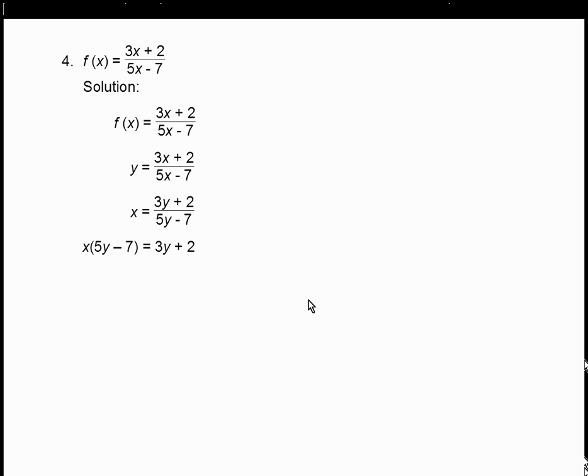And again, remember, we're trying to solve for y. Y appears on both sides of the equation. So on the left-hand side, I have to distribute that x. So I'm going to have 5xy minus 7x is equal to 3y plus 2. So I just distributed the x.